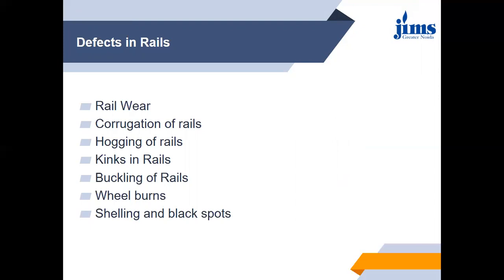If we list the defects in rail, we have broad categories like rail wear, then corrugation of rail, then hogging of rails, kinks in rails, buckling of rail due to excessive lateral loading. Then wheel burns, which are basically at the surface, and shelling and black spots. One by one, we'll discuss the different defects in rail.